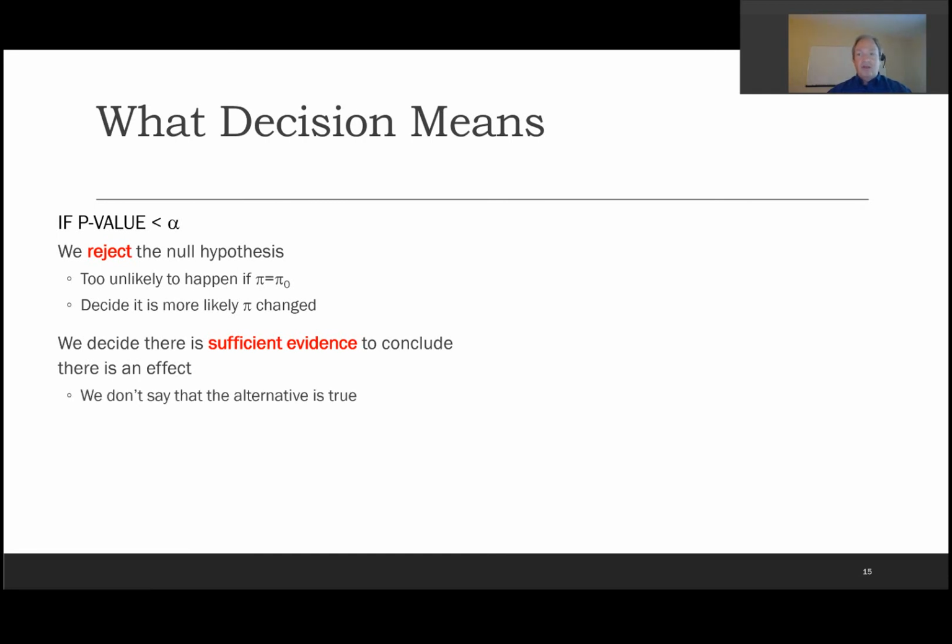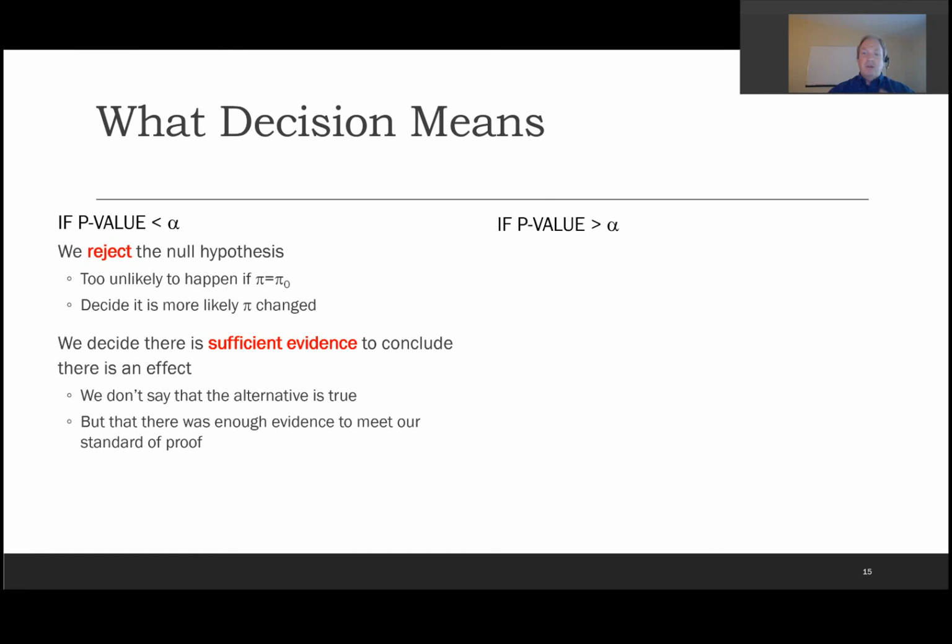We never say the alternative is true. And in fact, a jury never says the person's guilty. They say they find, based on the evidence, that they're guilty. We never know which hypothesis is true, ever. But there was sufficient evidence to meet the burden of proof. There was enough evidence to make us flip. And we're going to talk about errors in hypothesis testing, but this is important to understand.